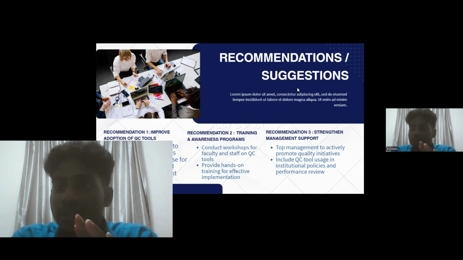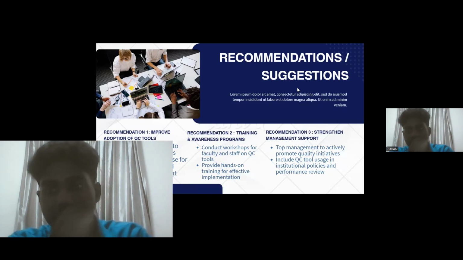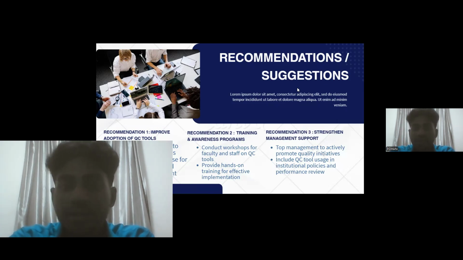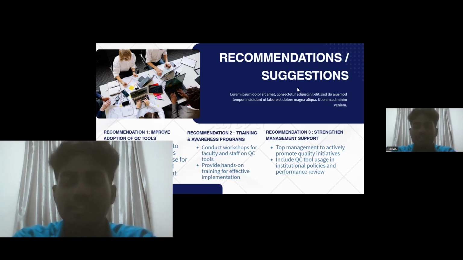Integrating these tools into decision making and activities can help identify problems and become more efficient. The second recommendation is a training and awareness program: organizations should improve training and awareness programs for staff members, with workshops, seminars, practicals, and training sessions to help employees understand the 7 QC tools in real-life situations. The last recommendation is to strengthen management support, which is essential for successful quality initiatives.